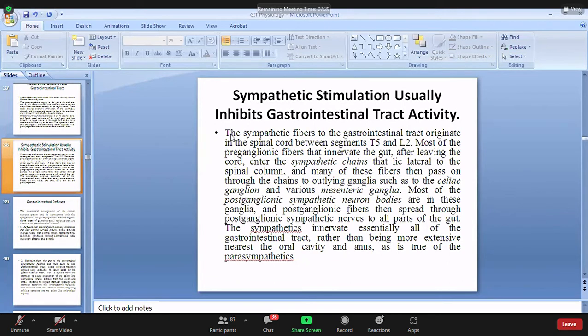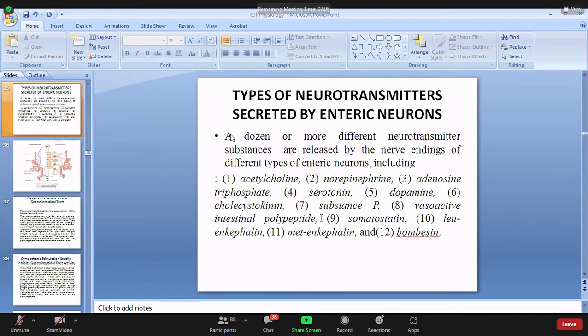And most of these postganglionic sympathetic neuronal bodies are in these ganglia, and these postganglionic fibers then spread through the postganglionic sympathetic nerves to all parts of the gut. The sympathetic innervates essentially all the gastrointestinal tract rather than being more extensive nearest to the oral cavity and anus, as is true for the parasympathetic.